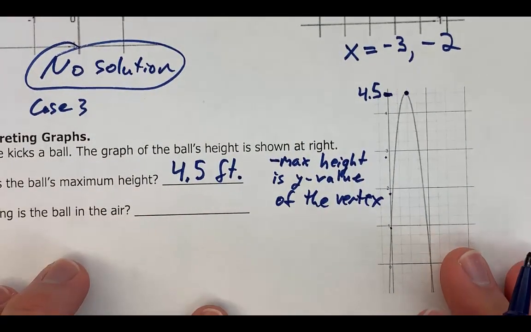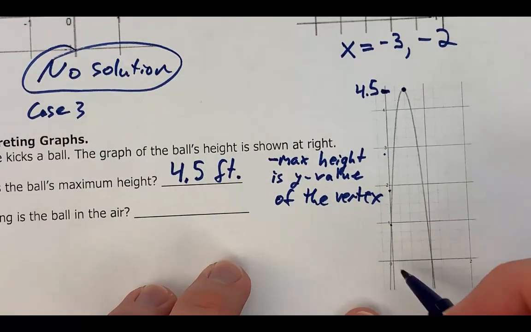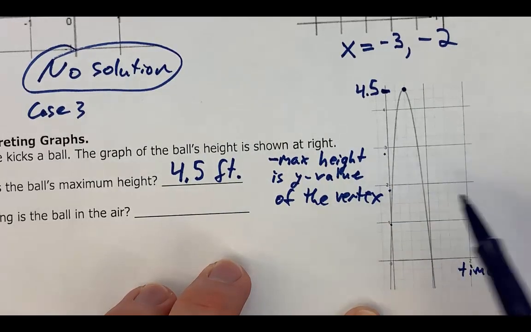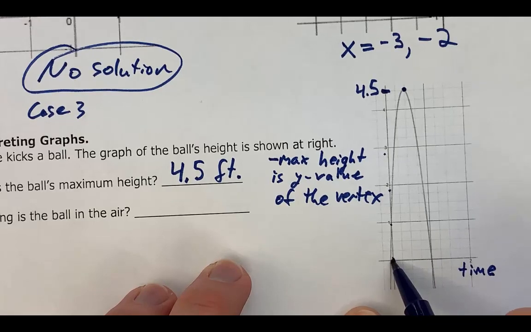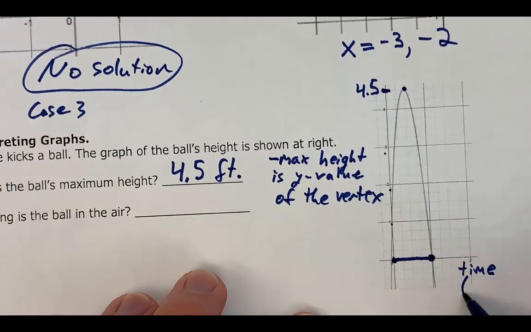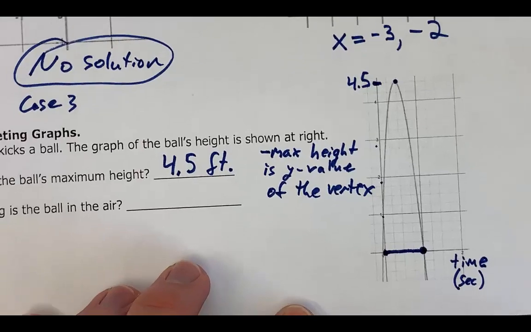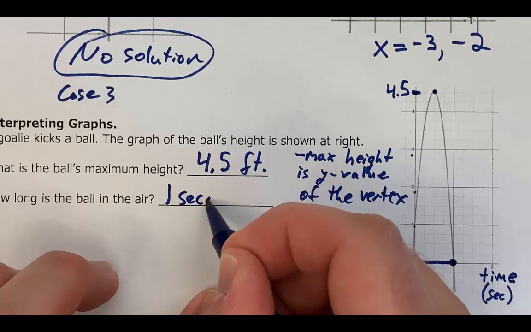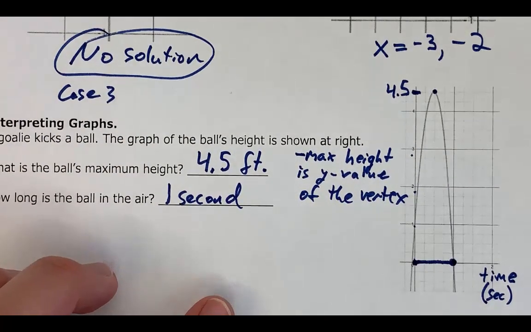Okay? And then how long is the ball in the air? Well, on the y-axis, we have height. On the x-axis, we have time. So if we want to know how long the ball is in the air, we start at time equals 0, that's when the ball is kicked, and it's in the air until it gets to here where the height is 0. That's the ground. So the question is, how long is it from here to here? In other words, you want to know the x-intercept. This is at x equals 1. So if we have time in seconds on the x-axis, then the ball's in the air for 1 second because it crosses at x equals 1, right?